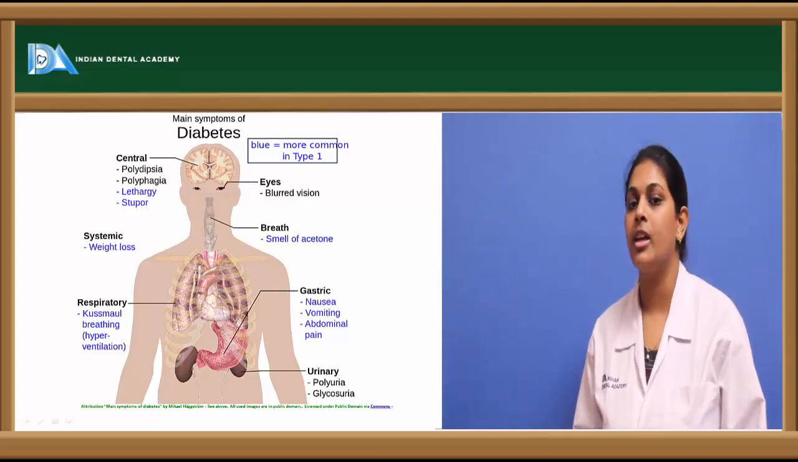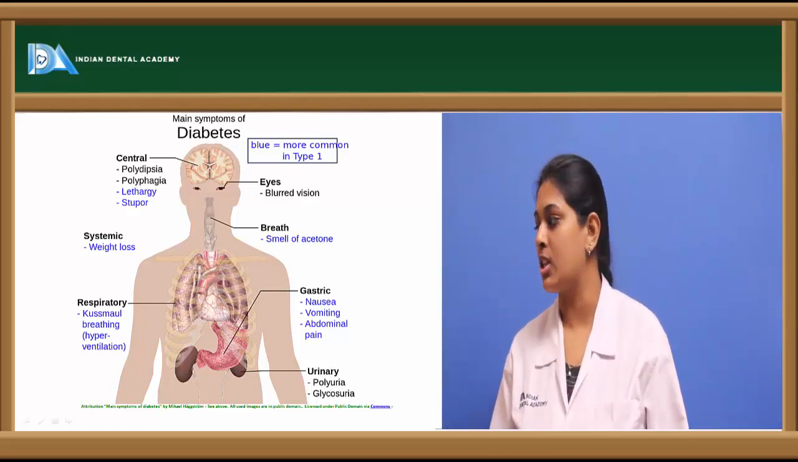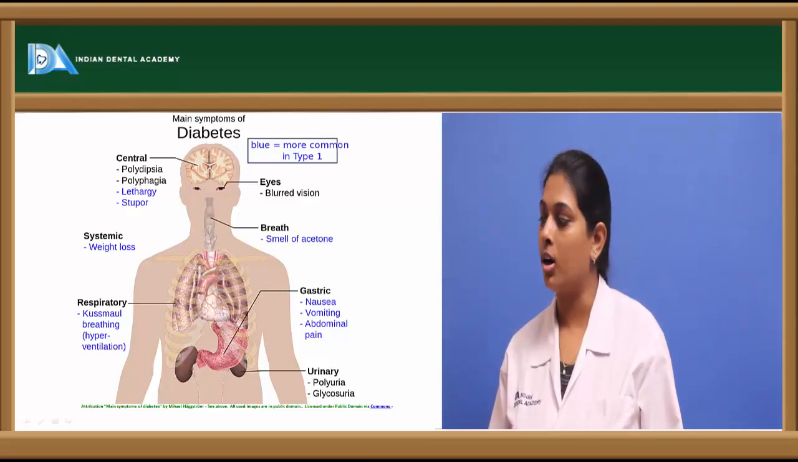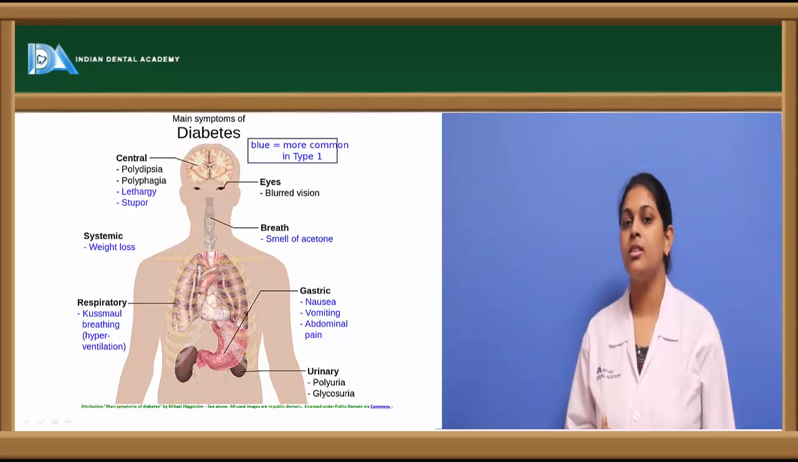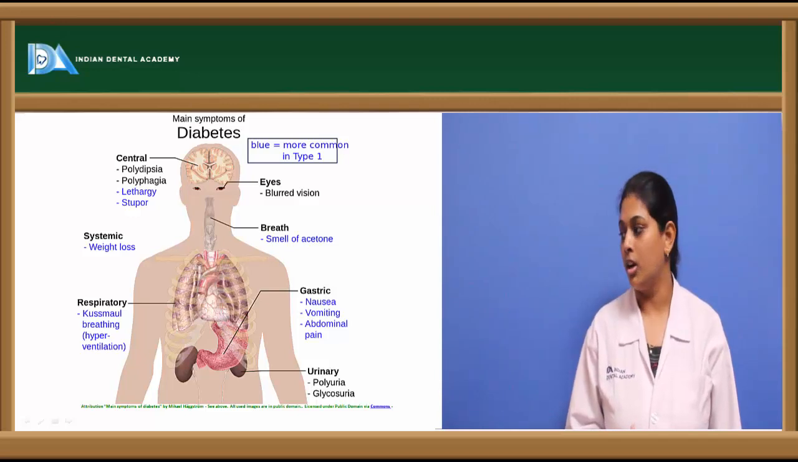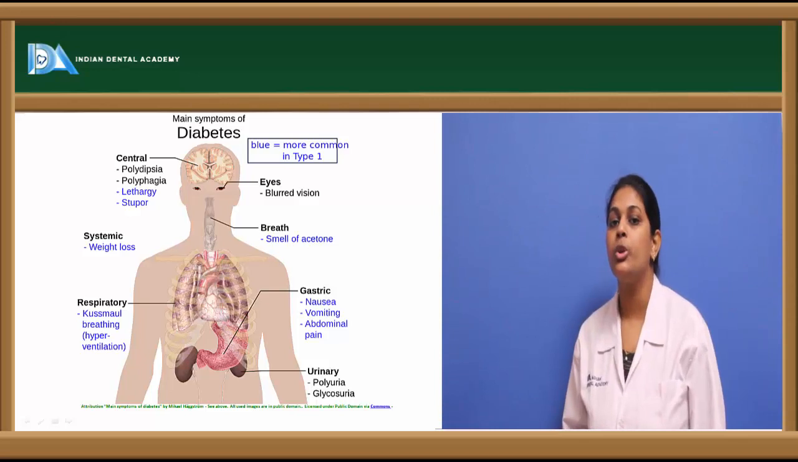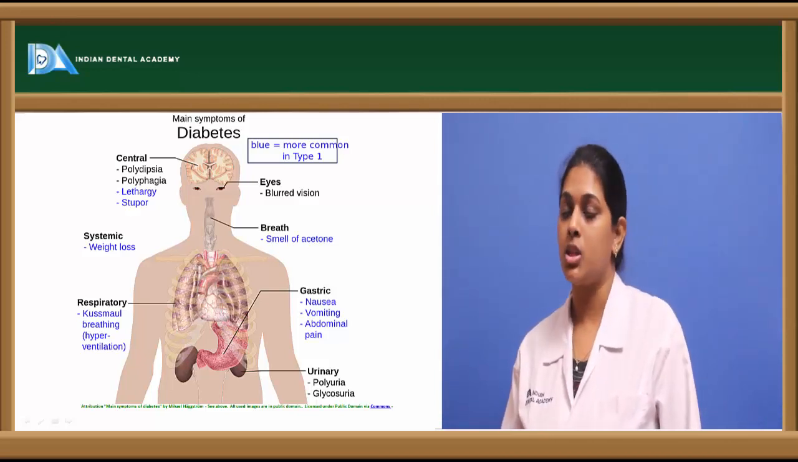And systemically, there's weight loss of the patient. In the respiratory system, we see Kussmaul breathing, that is prolonged, deeper breathing in these patients, and the breath has a smell of acetone, a fruity odor. In the eyes, we usually see blurred vision, which could also result in cataract and glaucoma, that is complete loss of vision.